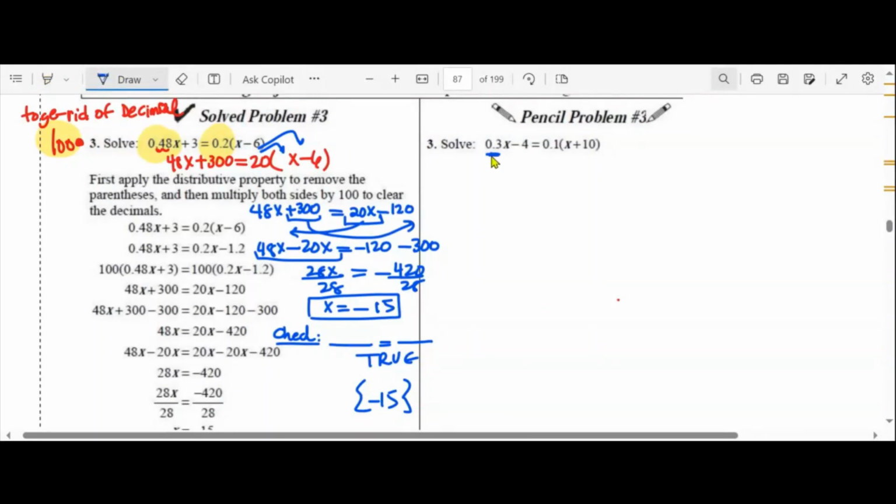What's the decimal? How many decimal places here? One decimal place. So that means you multiply times what? You multiply the whole thing times what? 10. Left side and right side. Yeah, do it.